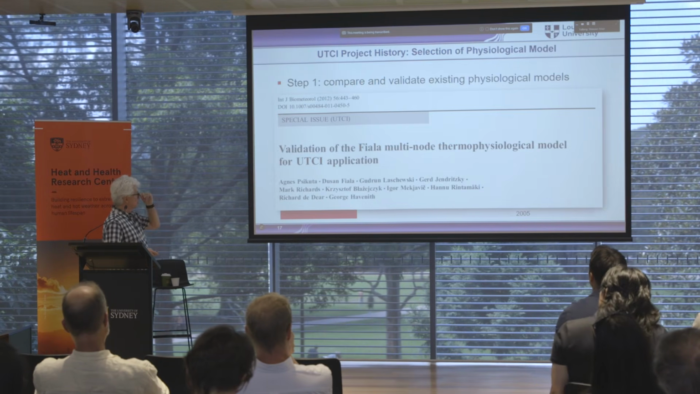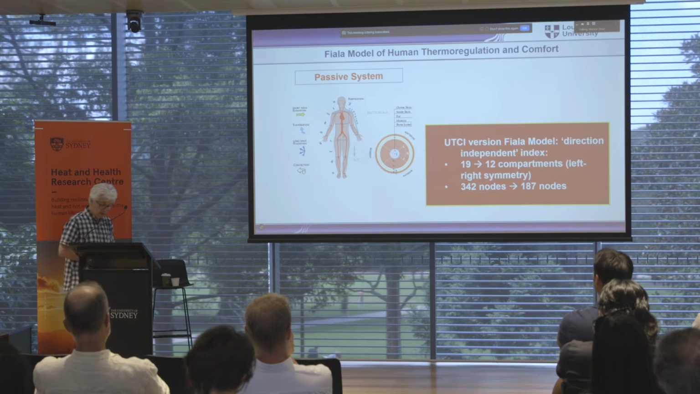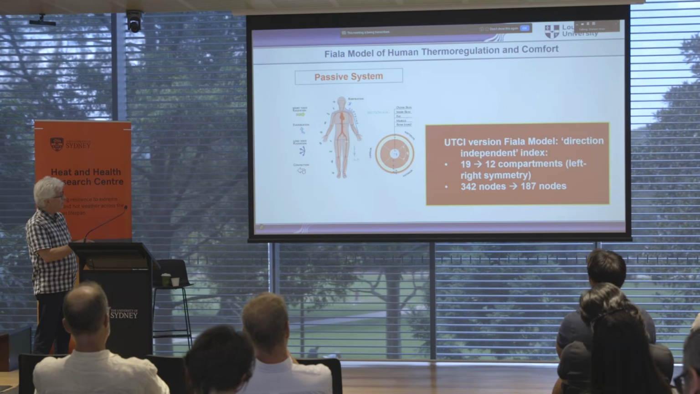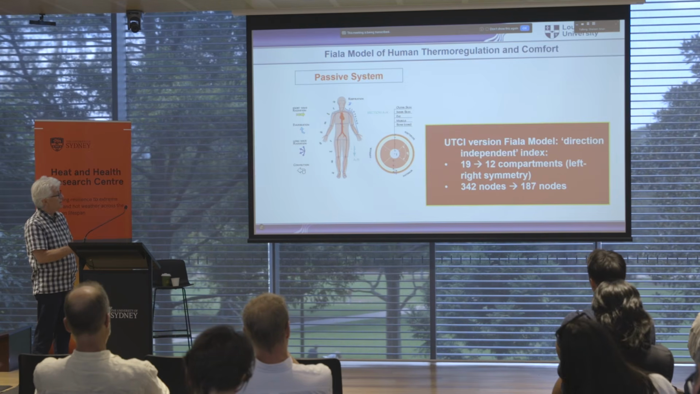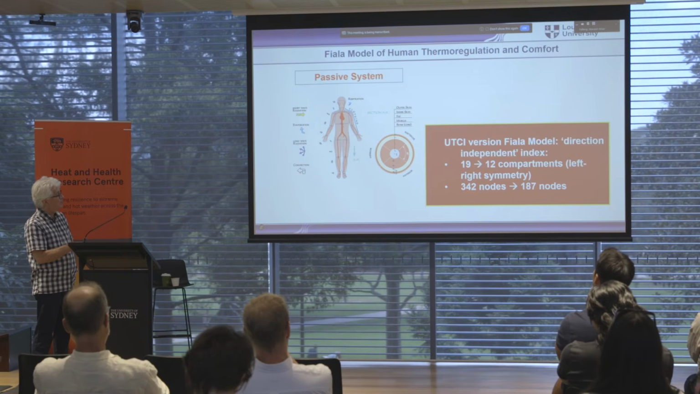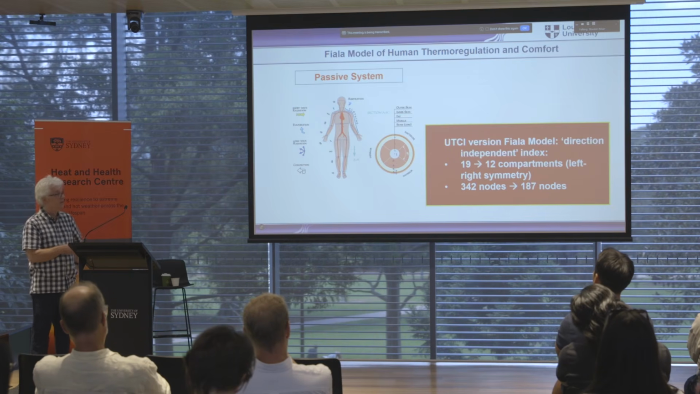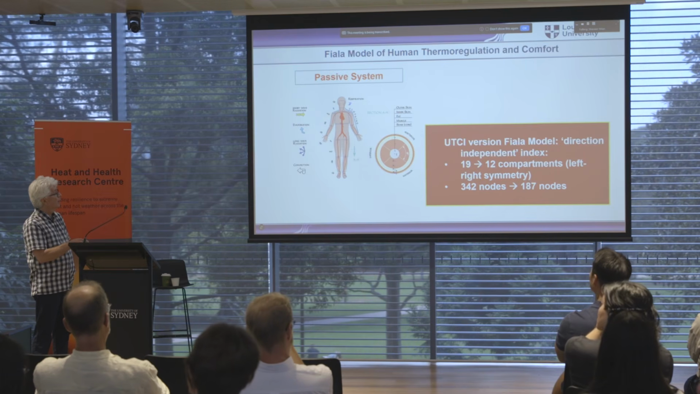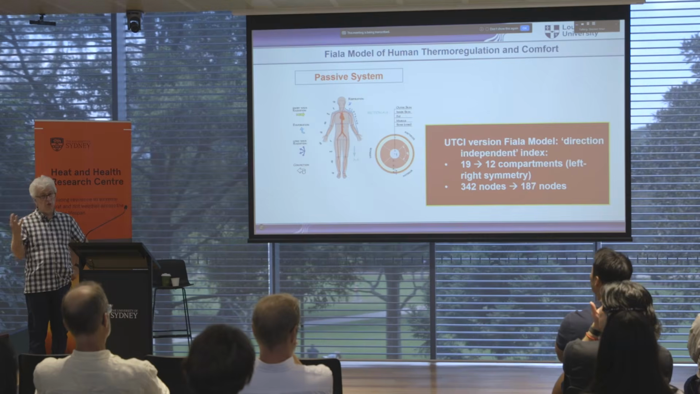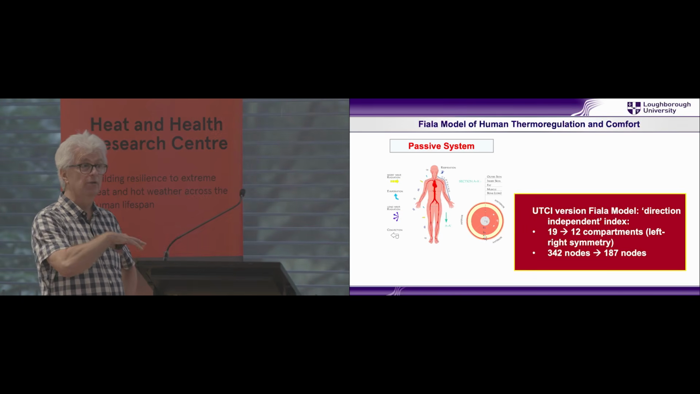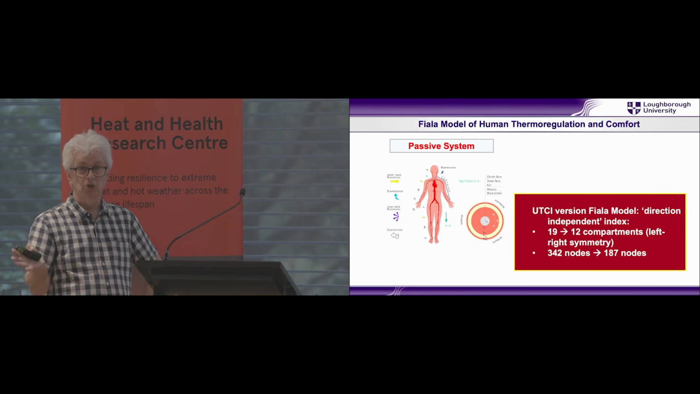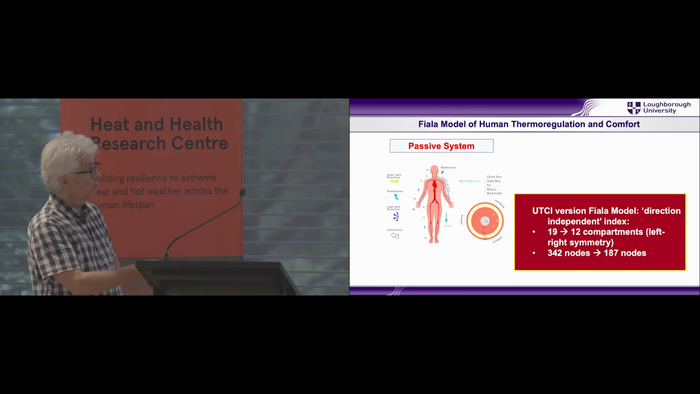So this is the validation work that I mentioned by Agnes Psikuta. So chosen was the Fiala model. This is the passive system. You've got lots of different segments. Each body part has skin, inner skin, fat, muscle, and bone compartments. There are blood vessels in there as well. And you see you would have 2 feet, obviously 2 lower legs, 2 upper legs, upper arms, etc. Because this was not about direction, so originally you can use the model in directional applications in a car, where one side is to the window, the other side is to the inside of the car. That's all irrelevant here.